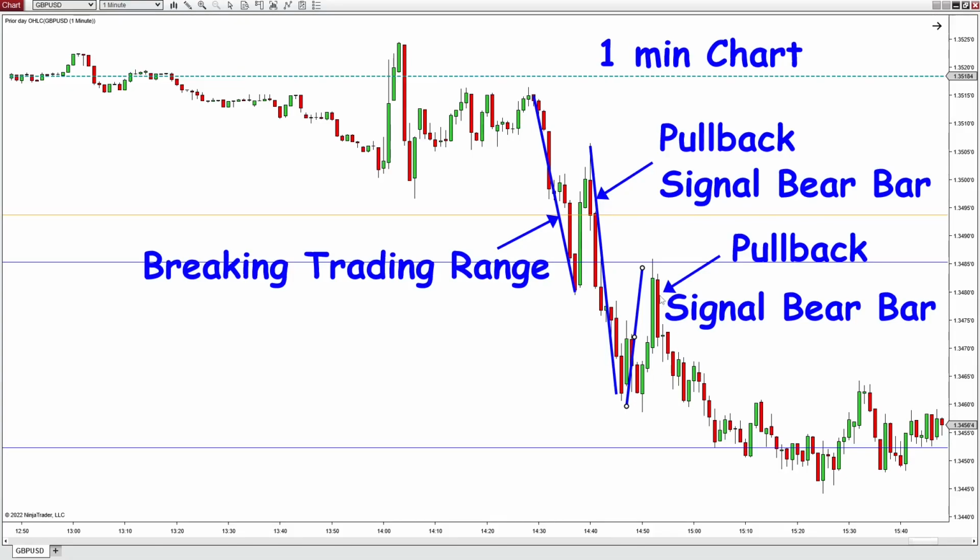When you see this pullback and this signal bear bar, a very good bear bar, you want to re-enter the market by putting your short order below the bear bar here to enter the market. So you can expect another third leg here. You can see that this is the third leg, and then your profit target should be the support one level here. When it hits it or even before it, you should take the profit.